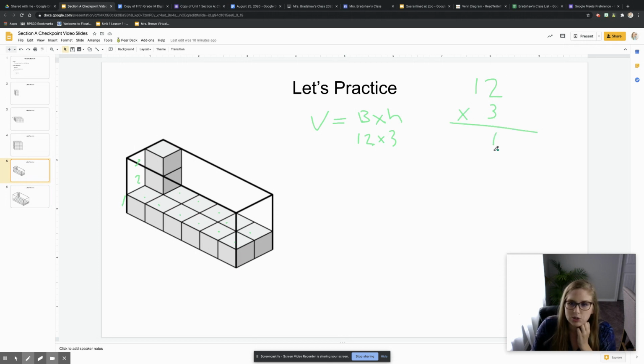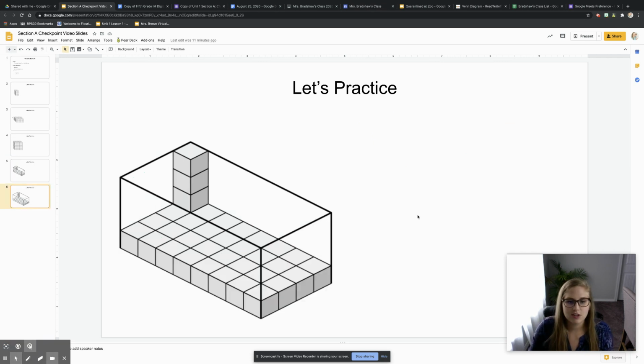3 times 2 is 6. 3 times 1 is 3. I know 12 times 3 is 36 cubic units or units cubed. It means the same thing. So if your boss came to you and said, hey, Michaela, how many blocks can I fit within this box? Instead of having to put them all in there, you could tell your boss that it's 36 units cubed.